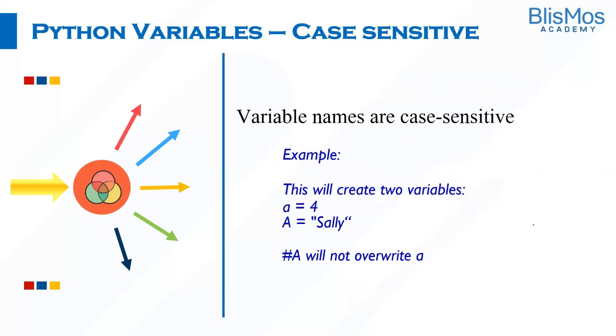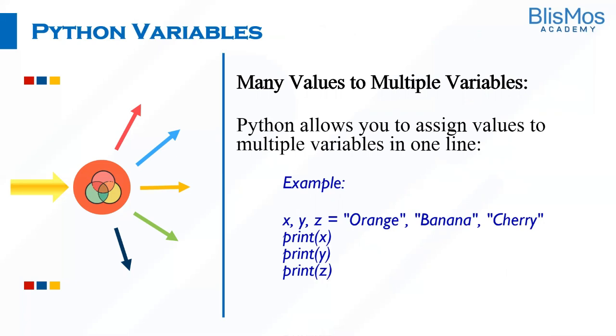And one more important thing is variable names are case sensitive. For example, here you can have lowercase a assigned with 4 and uppercase A assigned with some other value. In this case, uppercase A will not overwrite lowercase a. One more beauty here is Python allows us to assign values to multiple variables in one line. For example, here you can assign orange, banana, and cherry to x, y, z in the same line.